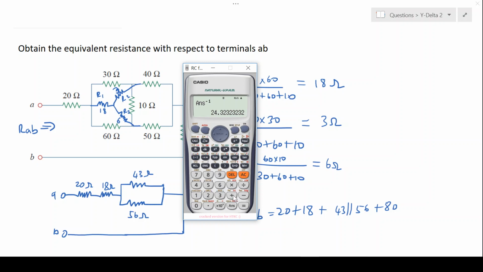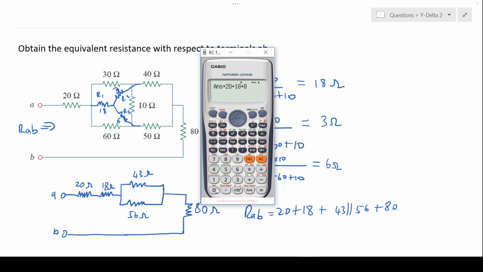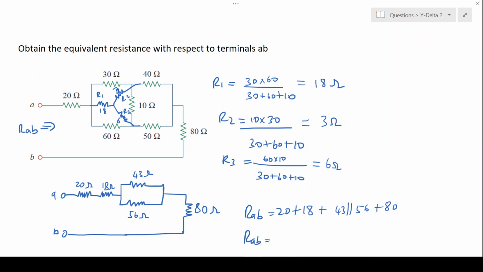24.32, and then if we add this to 20 and 18 and 80, that gives us a final value of 142.32 ohms. And this will be the final resistance with respect to terminals AB.